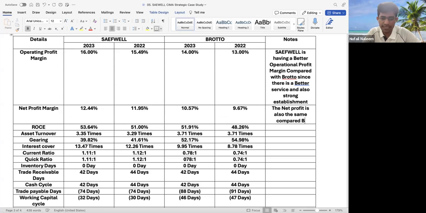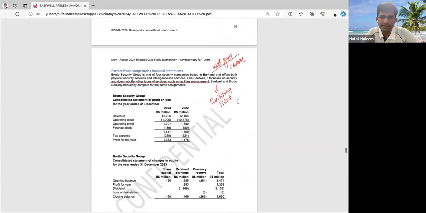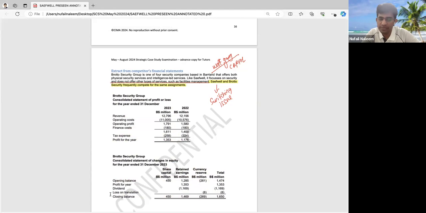Now, students, there is a big risk. I'll tell you what is the risk here. You observe in this case, they are saying SAEFWELL and Brutto Security frequently compete with the same assignments. Students, do you see this? They frequently compete with what, students? Same assignments. Can I get a confirmation from you all in the chat box, students, if you observe that sentence?